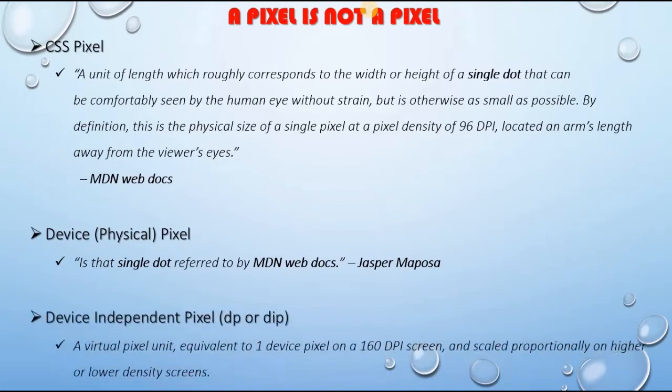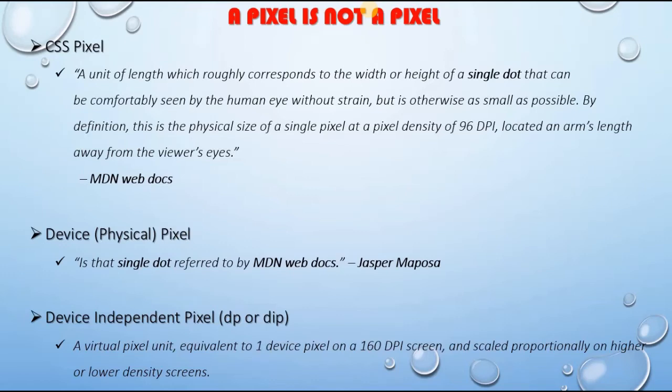Now moving on to device independent pixel, abbreviated as DP or DIP. It is a virtual pixel unit equivalent to one device pixel on a 160 dpi screen and scaled proportionally on higher or lower density screens. If you've not been into Android or mobile development, maybe this may be new, but in those circles, this is not new. It's very common. Actually, there is a length which they call DP, which you can actually use.